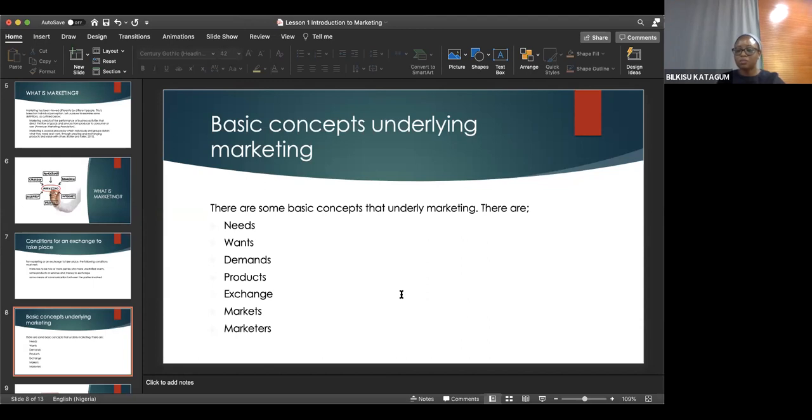The next concept is markets. Now, there are different types of markets, but in this case, the market we're talking about is you, the customer. You are the market. The market is a group of buyers that have the same needs and wants, the same goals, the same values, and they want that product itself.